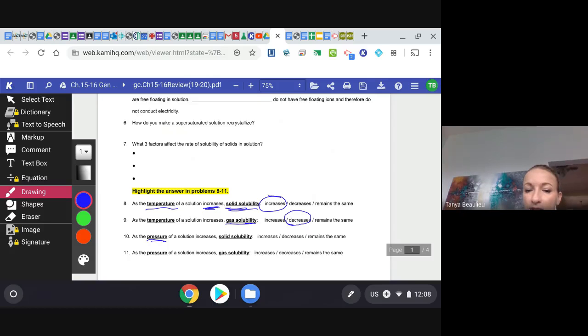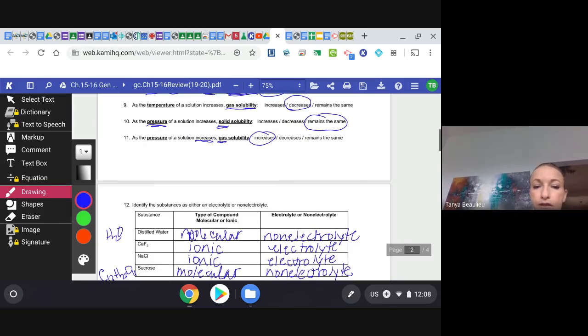Now, pressure in solids has no effect. Pressure does not affect solids whatsoever. The only thing that pressure affects is gas solubility. So this, again, you can kind of bring back to that idea of pop. When you have a can and it's sealed, the pressure is pushing on that gas in the solution, and it holds the gas in. So the more pressure you have, the more gas solubility you're going to have. Now, if you open that can and release the pressure, you're also releasing the gas. You're letting that gas escape. So if you had a decrease in pressure, you'd have a decrease in gas solubility.